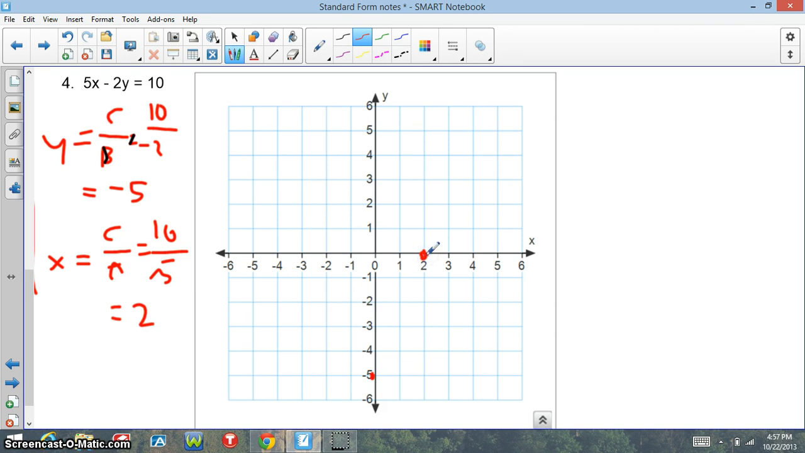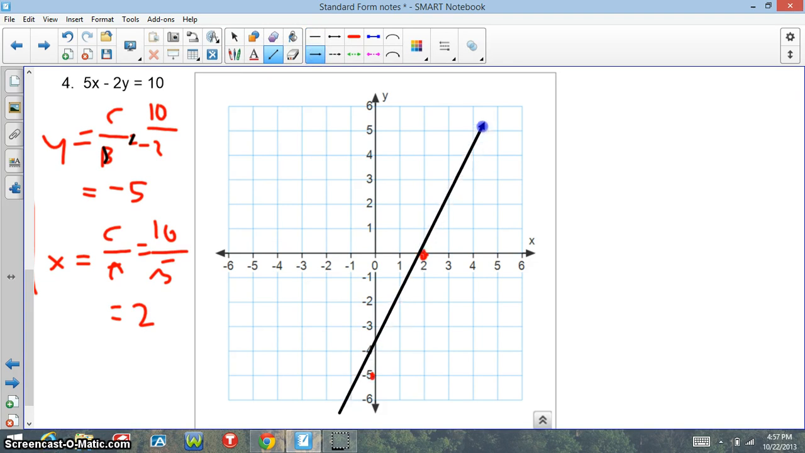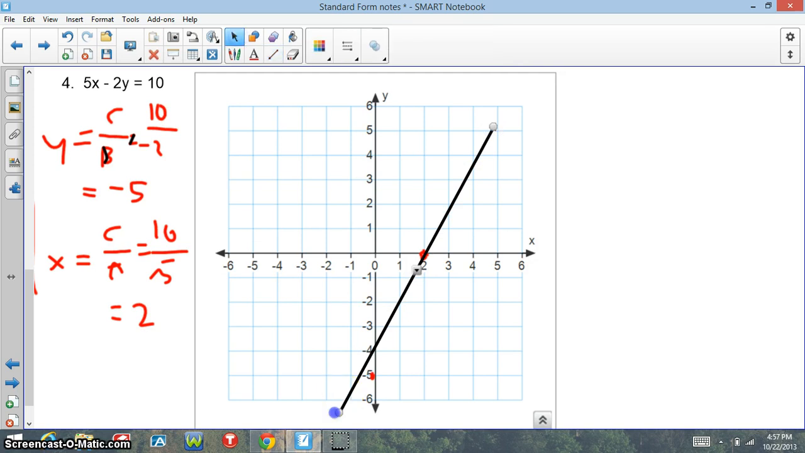And then from there, I can just go ahead and draw in my line, which is going to look something like that. So there's my line using my x and my y intercept. I didn't need to worry about finding the slope because I just have those 2 points on there.